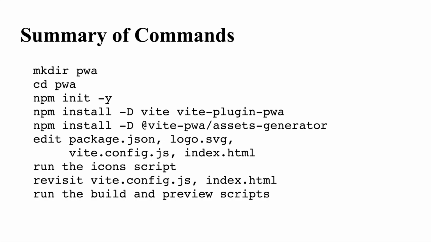This is a summary of the commands we used. First, we created the directory and initialized the project. Next, we installed the Vite packages. We then defined the run scripts in package.json, created a logo SVG file, and did the initial edit of vite.config.js and index.html. We ran the icon script, copying and pasting the terminal output into vite.config.js and index.html. Finally, we built it and ran preview.